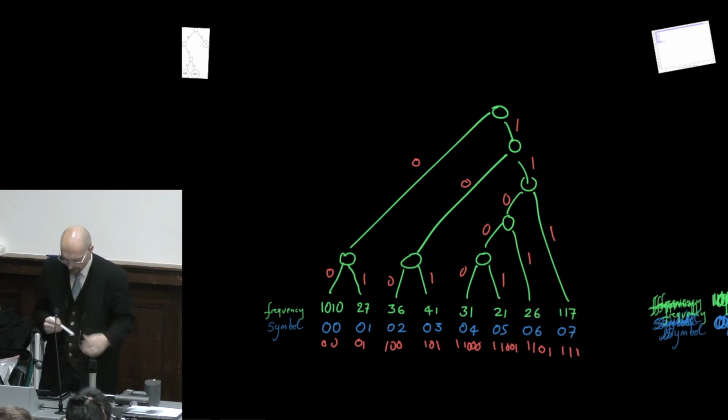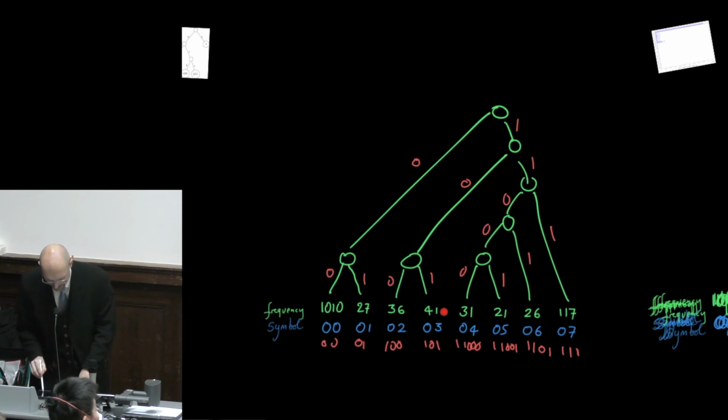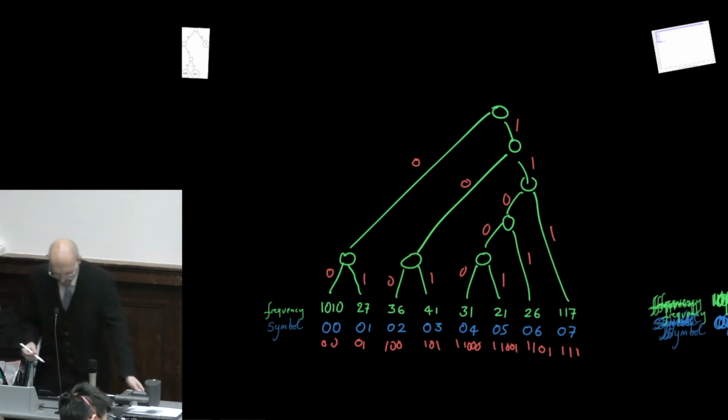So the sum of these frequencies over here, I'm adding up all these things here. 10, 10 plus 27 plus 36 plus 41 plus 31 plus 21 plus 26 plus 117 is 1,309.